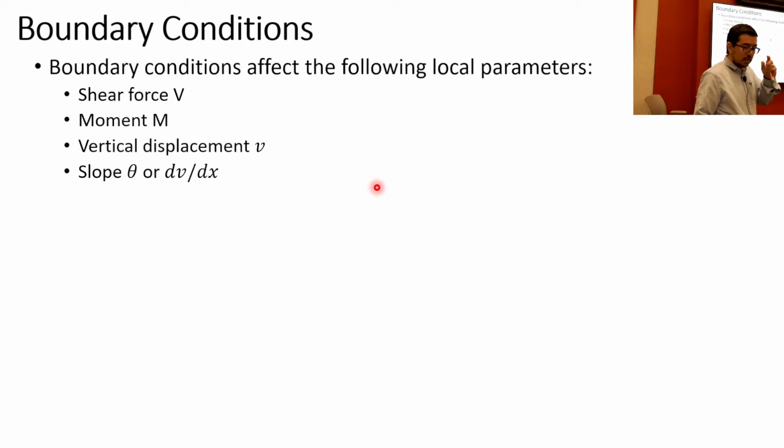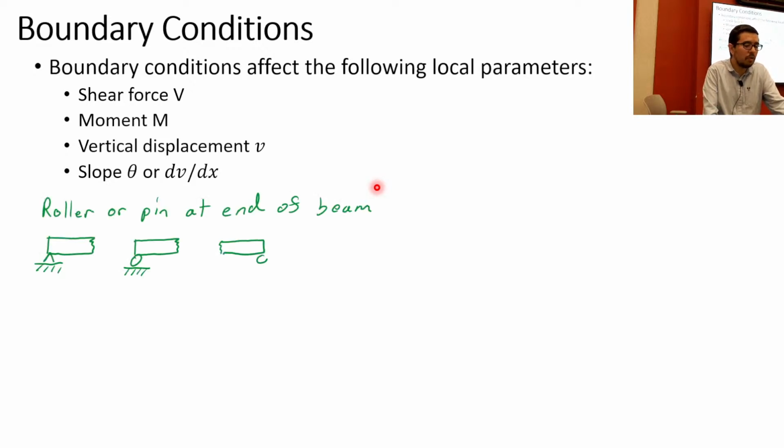Boundary conditions. They're going to affect all these parameters that we care about. The shear force, the bending moment. You already know this though. So if they affect the shear force and the bending moment, or if they affect the bending moment in particular, we know they're going to affect displacement. And we know it's going to affect the theta.